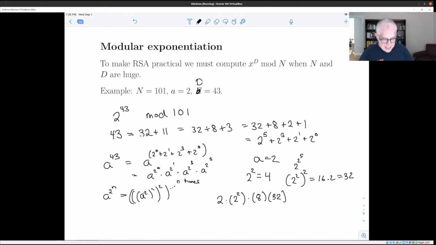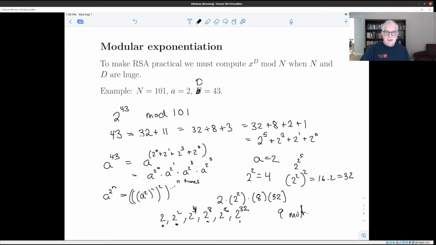So working out a to the 43rd, we had to compute 2 squared, 2 cubed, 2 to the 4th, and 2 to the 8th, and 2 to the 16th, and 2 to the 32nd, just by squaring 2 over and over again. And then we had to do the multiplication of this times this times this times this. So how many multiplications was that? 1, 2, 3, 4, 5, 6, 7, 8, 9 multiplications. That's a lot fewer than 43.